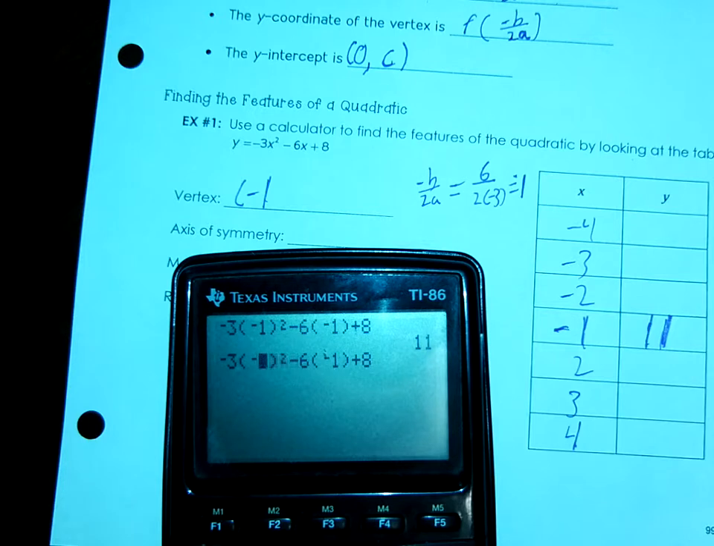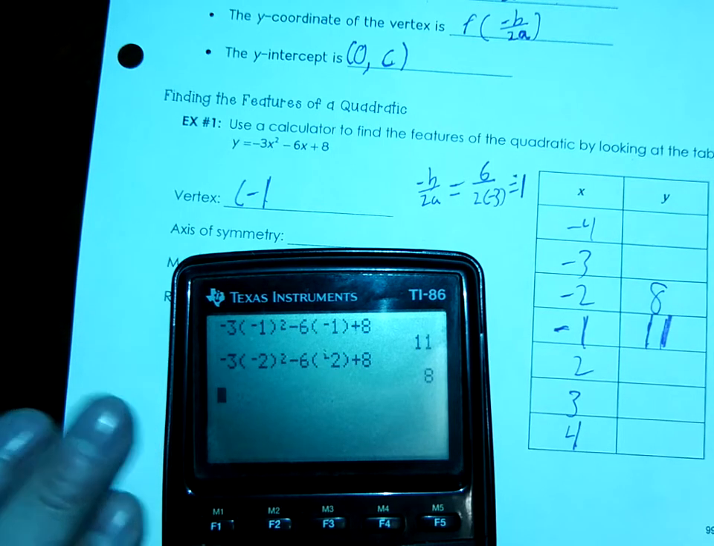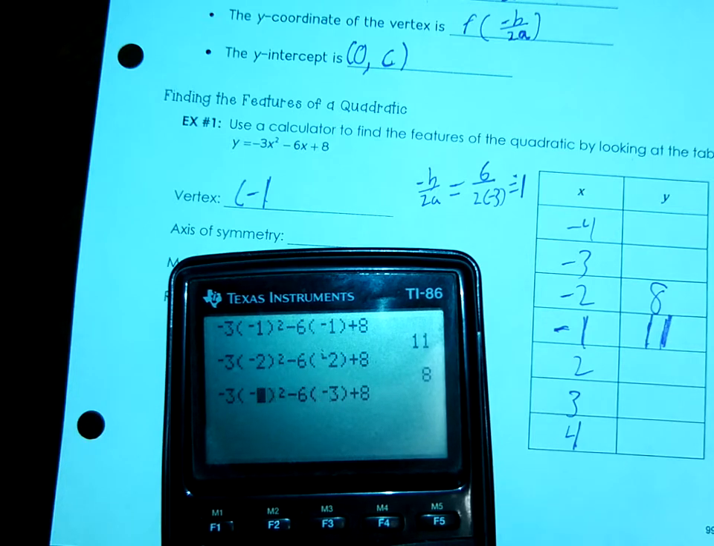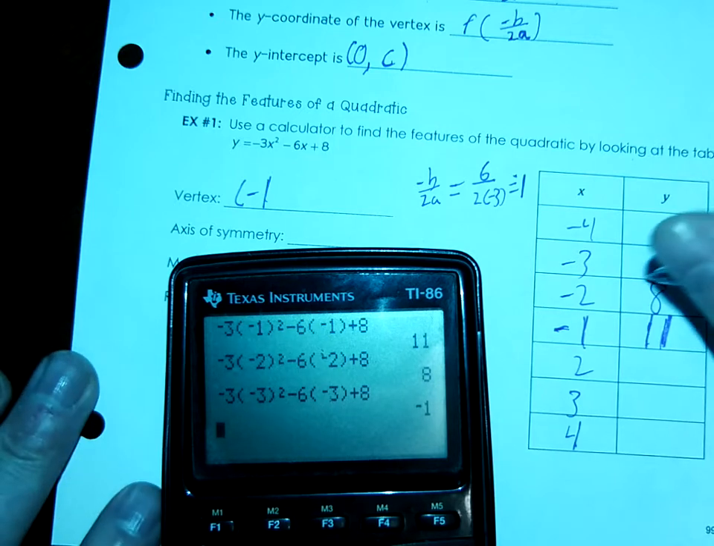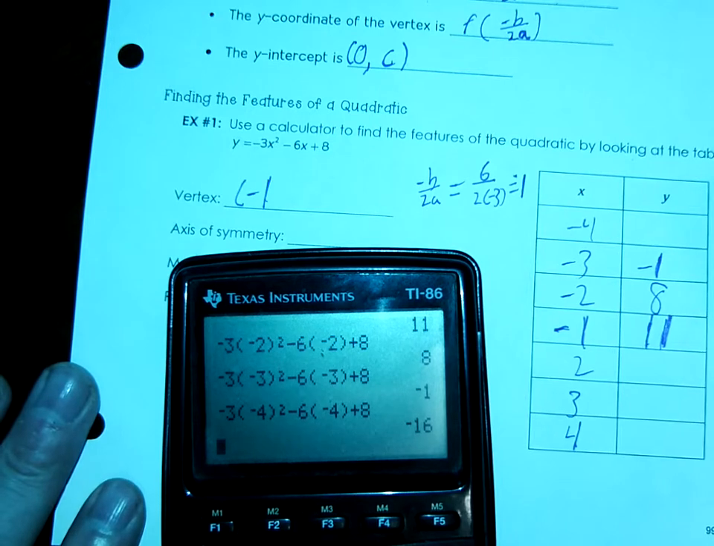But anyway, I'm just going to change both of these to negative 2's now. And now my output's an 8. Then I'm going to change them to negative 3's, and my output's a negative 1 now. Then I'm going to change them to negative 4's and get my new output of a negative 16.